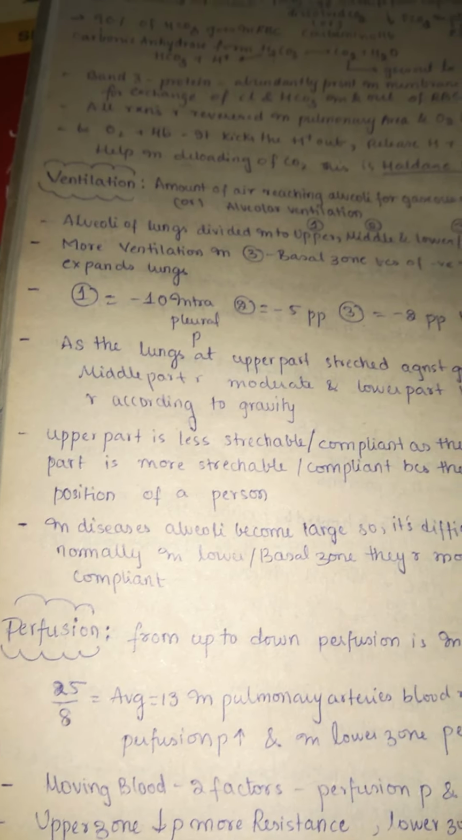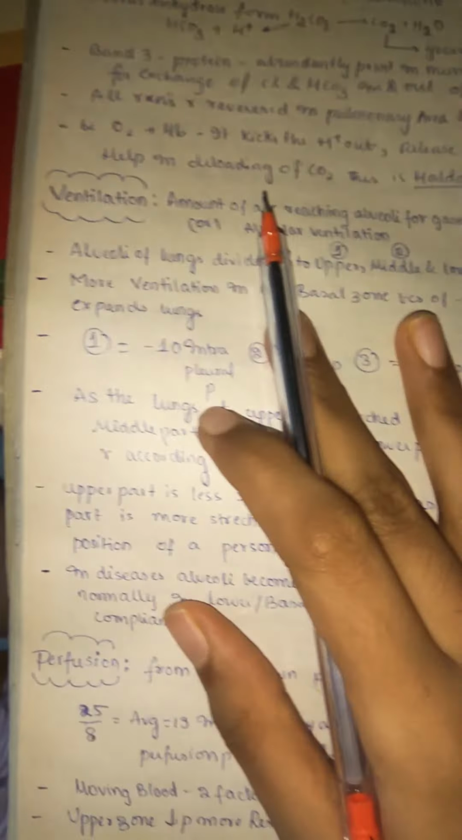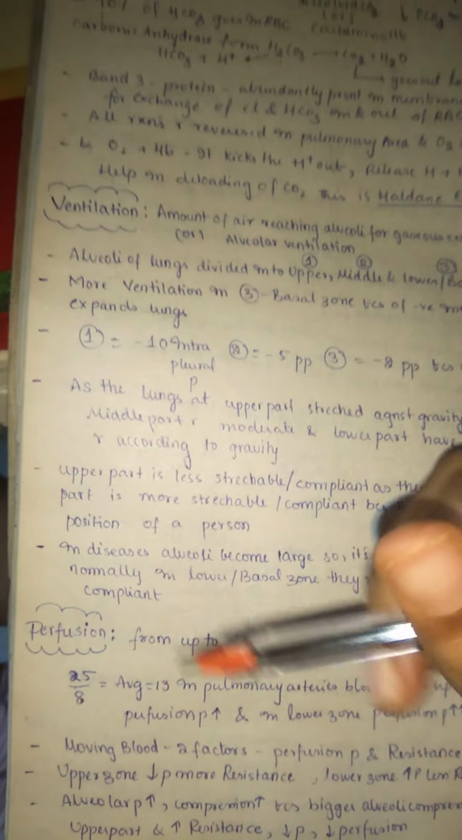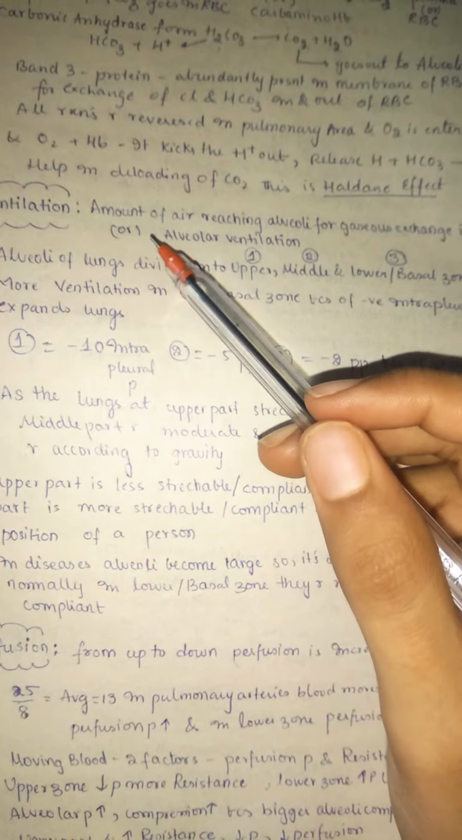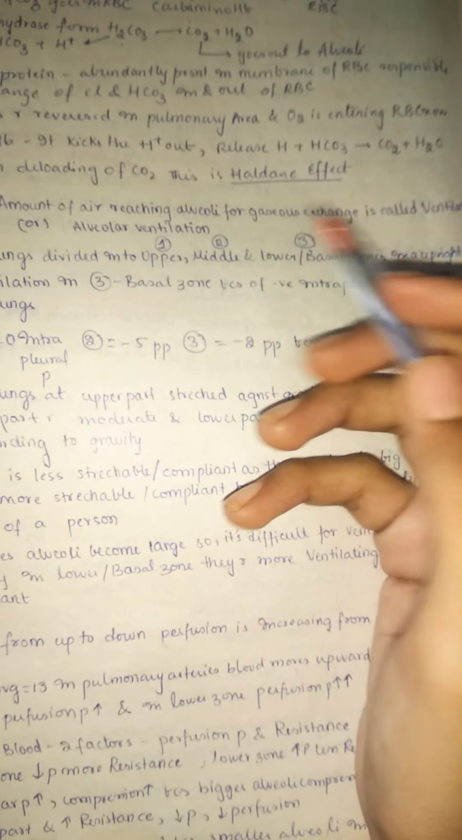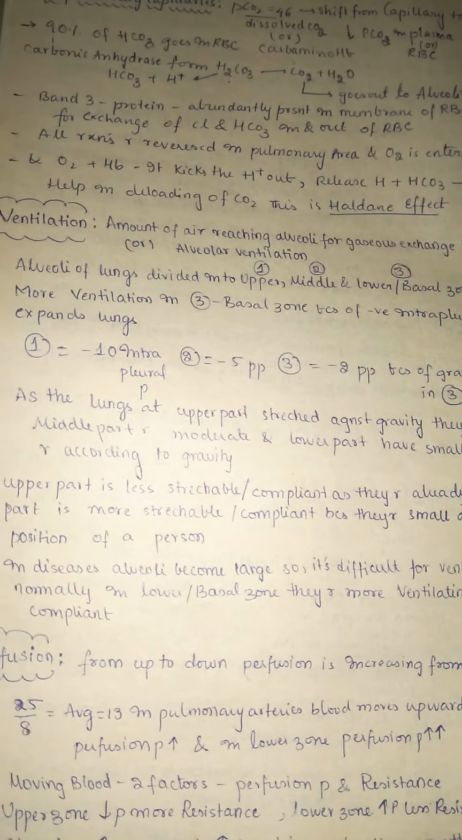We're going to start the ventilation perfusion ratio. So first let us understand what is ventilation and next perfusion, and let us mix them together. First, ventilation. Ventilation is the amount of air which is reaching the alveoli for the gaseous exchange, and this is called ventilation, or also called alveolar ventilation.